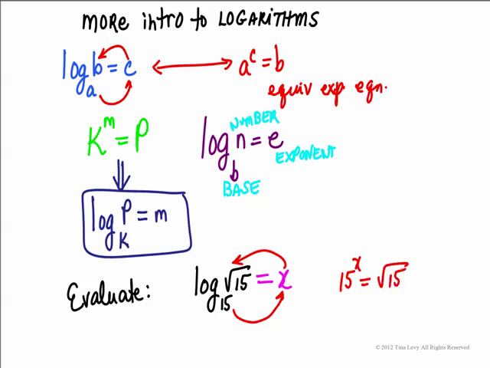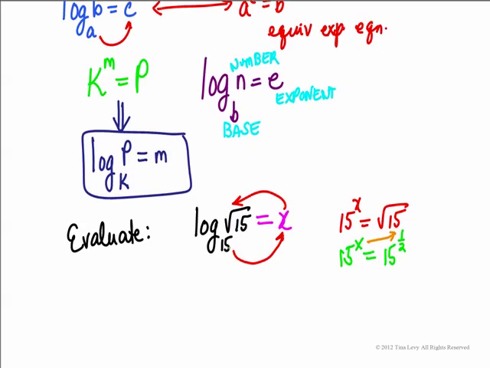And then you can proceed to find what x is. The secret is to write square root of 15 as 15 to a power. So 15 to the x, square root of 15 is 15 to the half power. That tells us that my x is a half. So the log of square root of 15 base 15 is going to be a half. So if this problem is given, you would then say log base 15 of square root of 15 equals a half. And that would give you your answer.